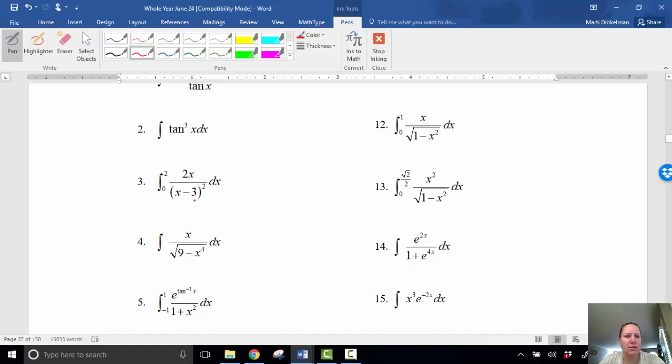And let's look at 3. So this is another rational one. The derivative of the inside of the parentheses is really just a 1, which is not what's going on in the top. So that tells me this is probably a partial fractions one.